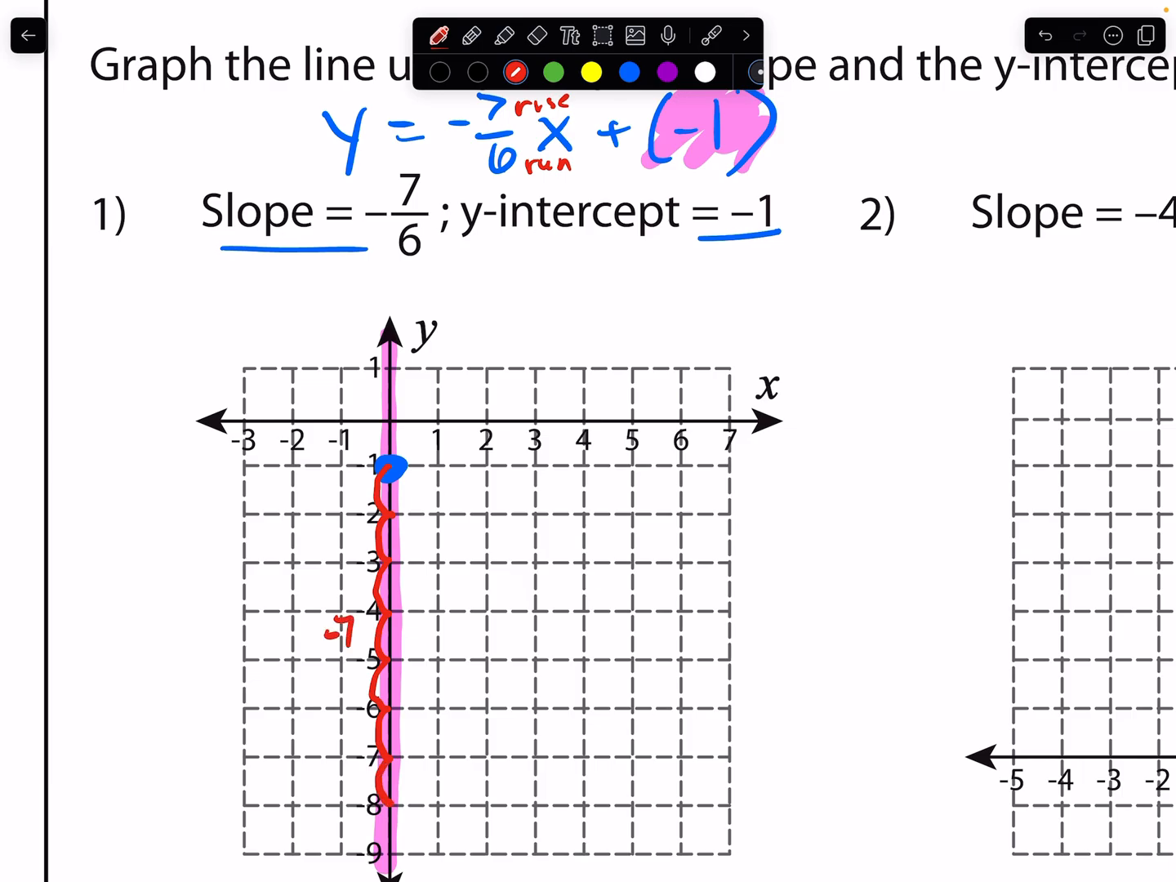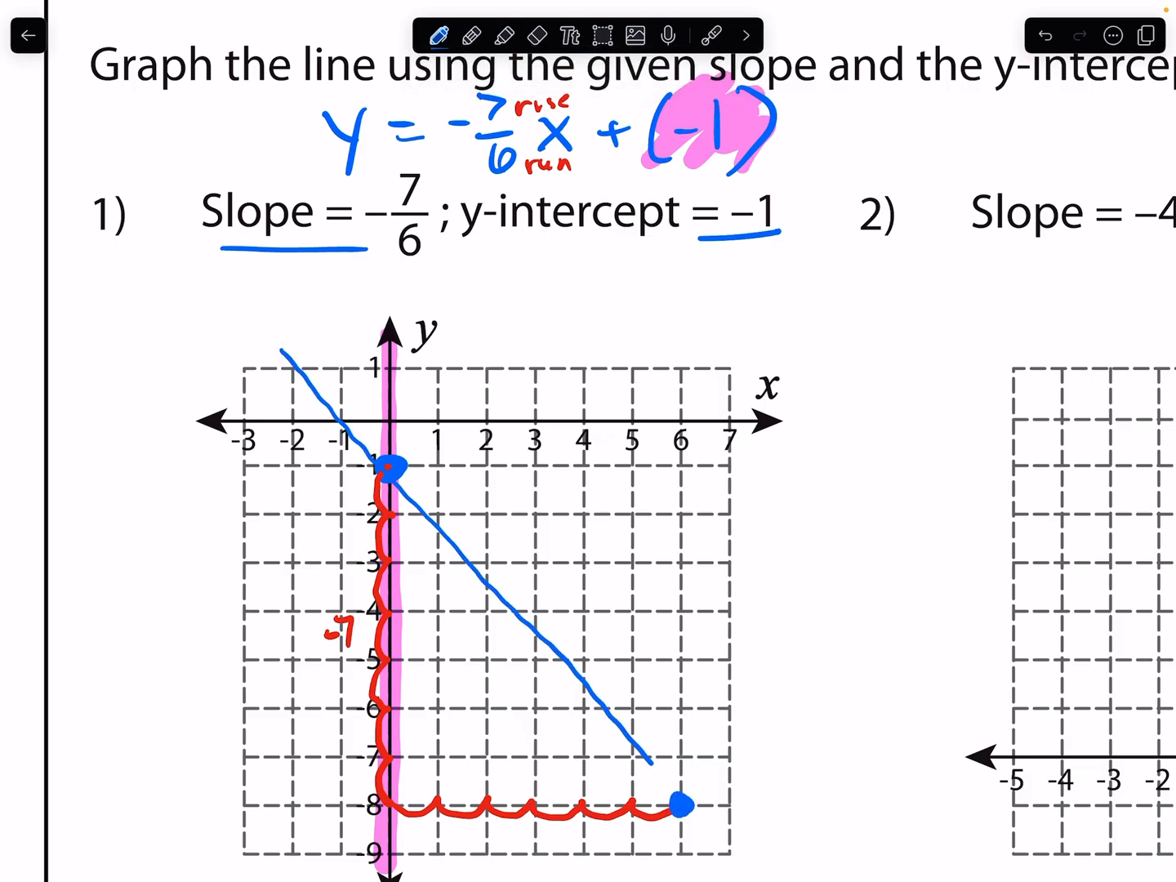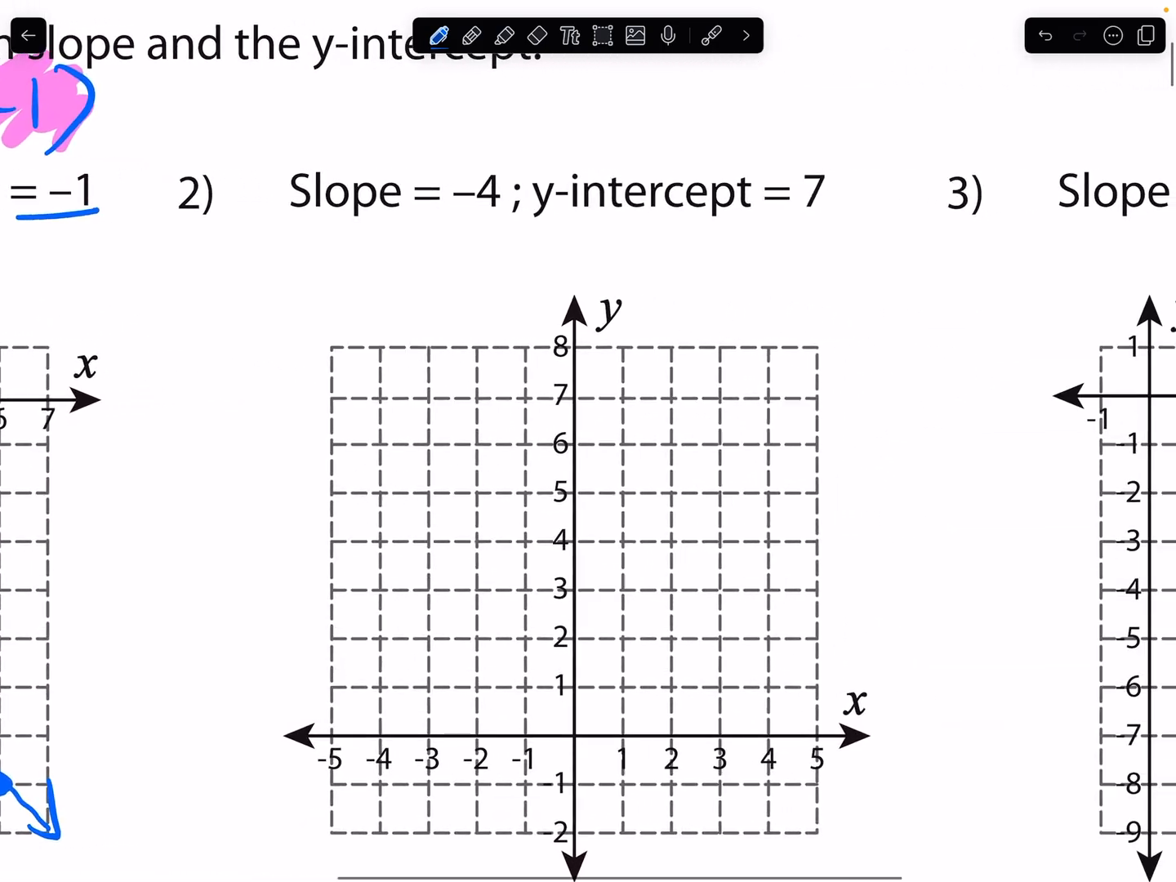And the 6 forward. 1, 2, 3, 4, 5, 6. And then you plot your next point. Then you have your line, because you now have your 2 points. So there's the first one. Let's go ahead and do the second one, see how that goes.